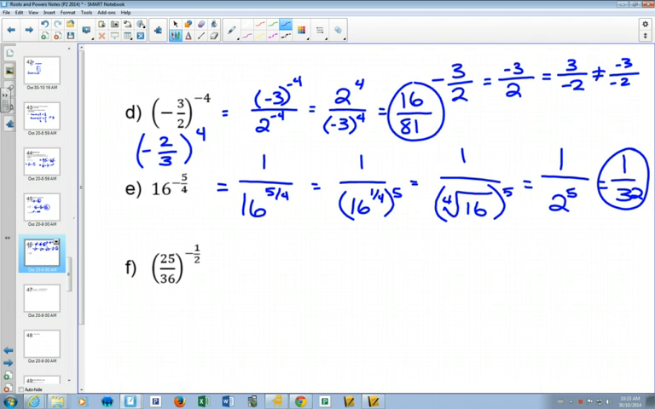Try F on your own. Again, with a fraction, the negative, I showed you in D, there's sort of 2 different approaches you could take to that. Choose whichever one you like the best.